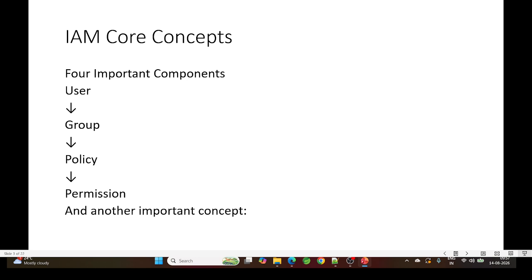So the four concepts you should remember when learning IAM are users, groups, policies, and permissions. Another very important concept is IAM roles. Let's understand each of these with a practical example.